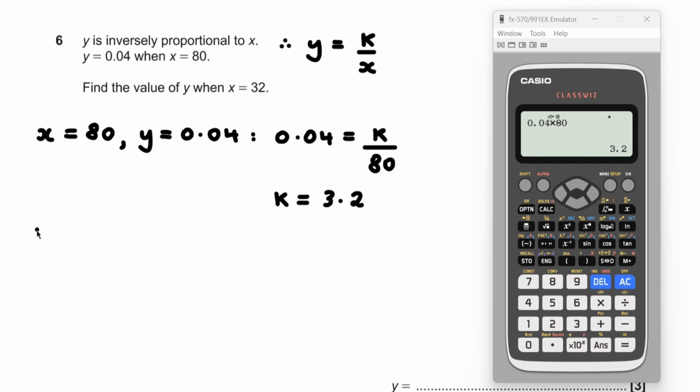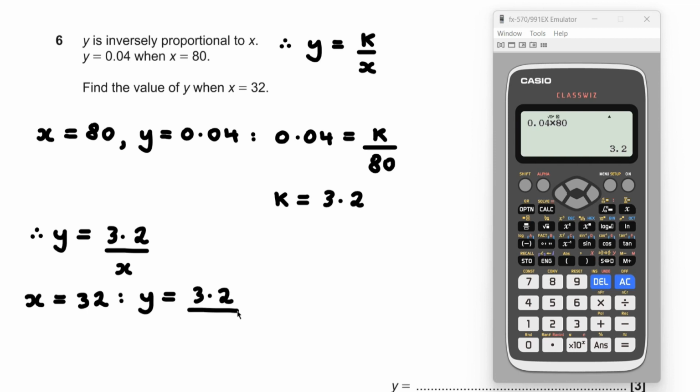So in other words, y equals 3.2 over x. When x equals 32, y equals 3.2 over 32, which is 0.1. So y is equal to 0.1.